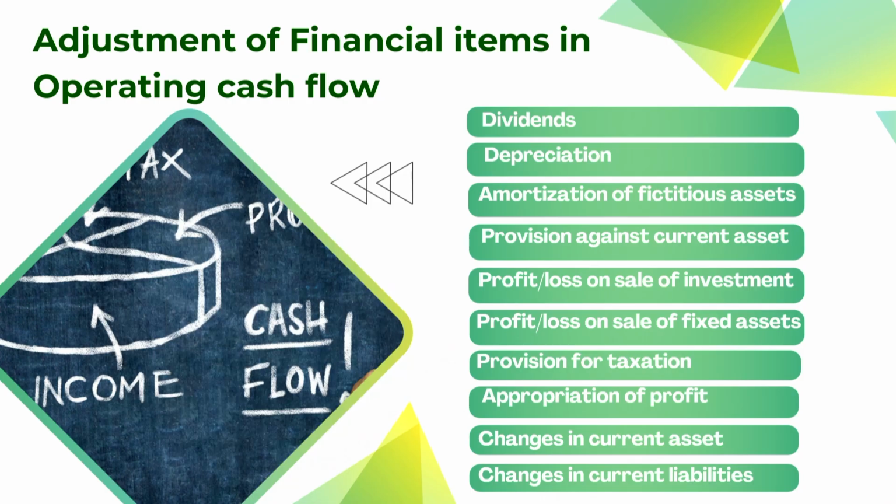That is why we are there to make the treatment of current assets and current liabilities and changes thereof during a particular financial year when you are going to quantify the cash flow from operating activities. Here I have made a mention of some points which are to be adjusted while calculating the cash flow from operating activities. To start with, dividends.